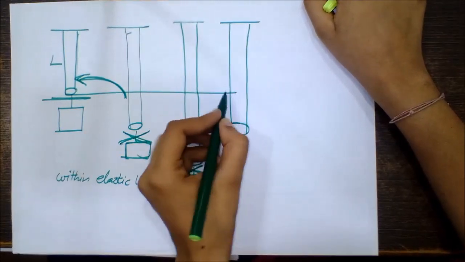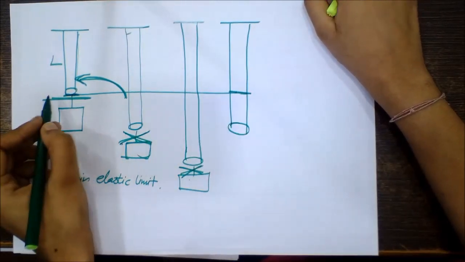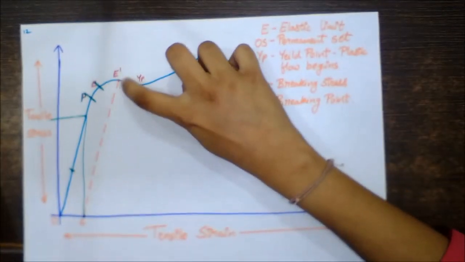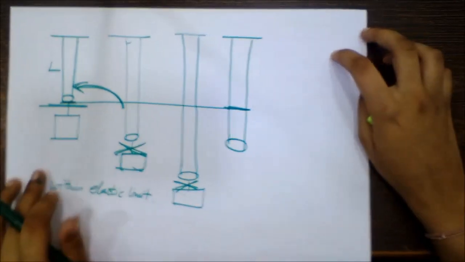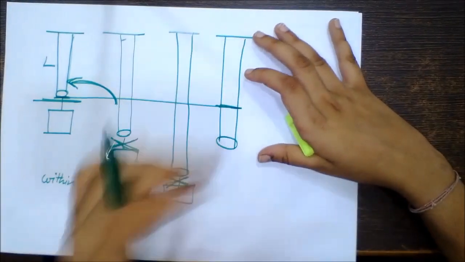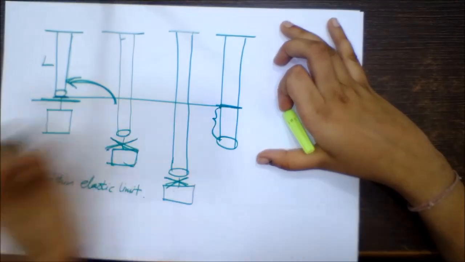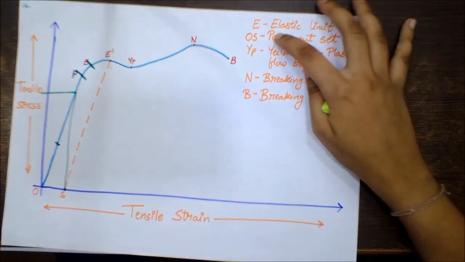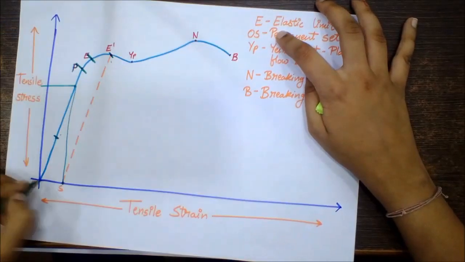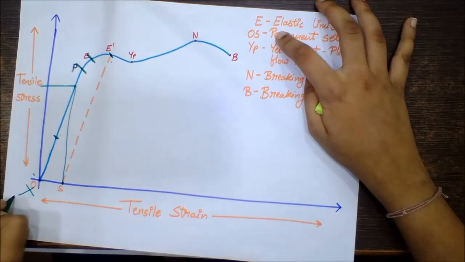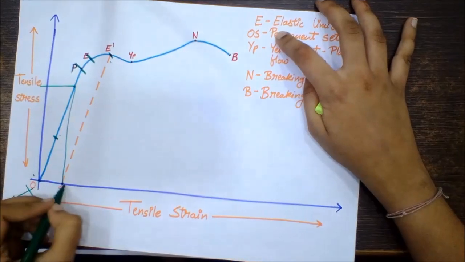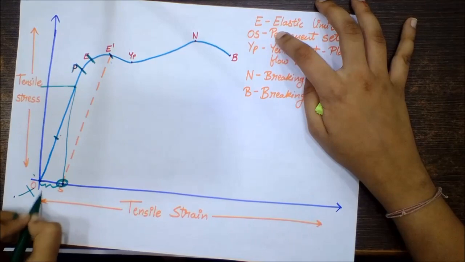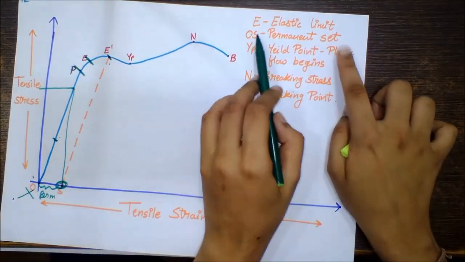This is my original shape and size, but from the point E dash of the graph, it will go back to a smaller shape and size, but not the original one, a little bigger than the original one. So at this point, it will not go back to O. It will never go back to O. It will come back to some other point, that is S. And so this OS becomes my permanent set.